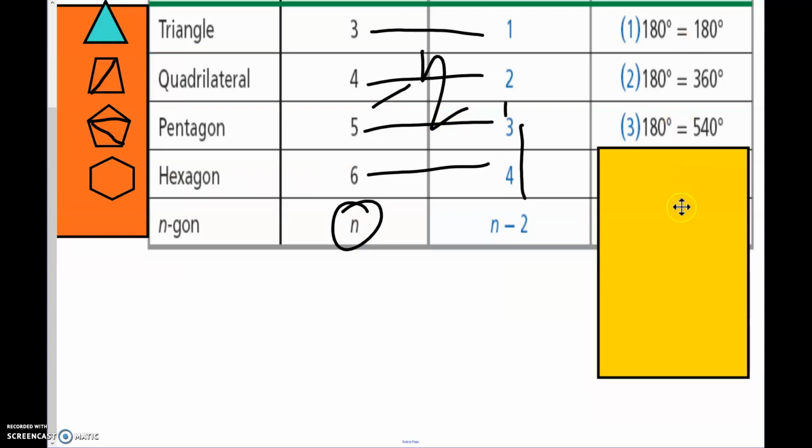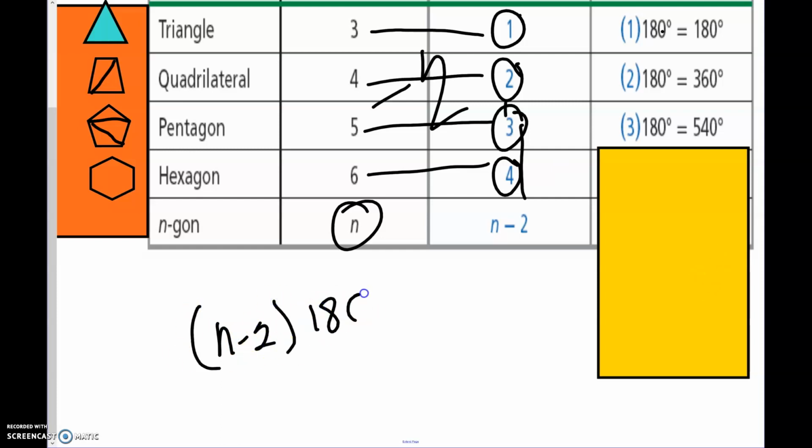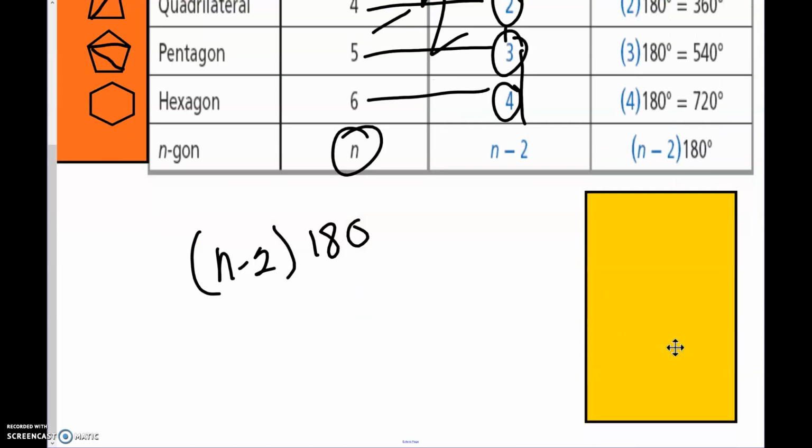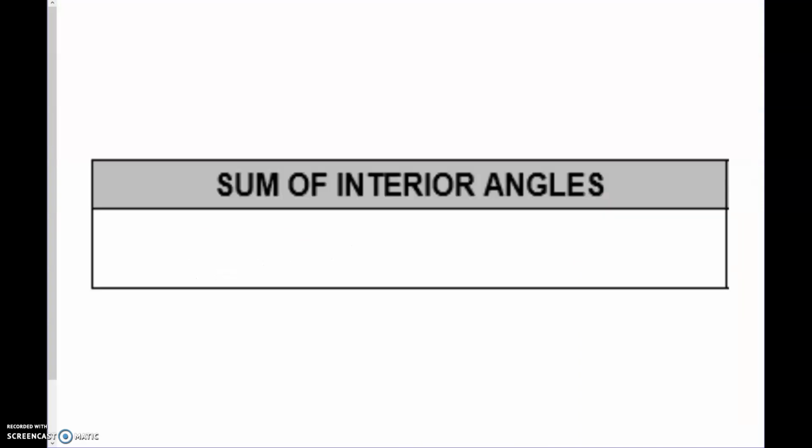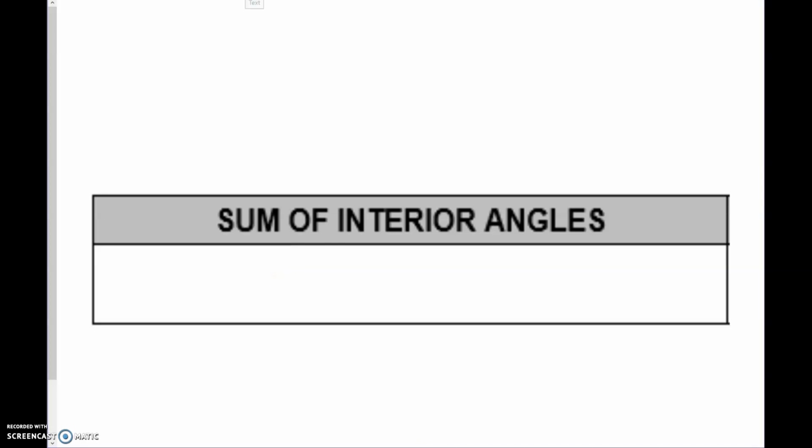Okay? So now, what does that mean that we're going to do over here? Well, we were just taking this number, 1 times 180, 2 times 180, 3 times 180, 4 times 180. So what is this last column going to be? Well, it's going to be n minus 2 times 180. And this is the formula for finding the sum of the interior angles in a polygon. So the sum of the interior angles is n minus 2 times 180.